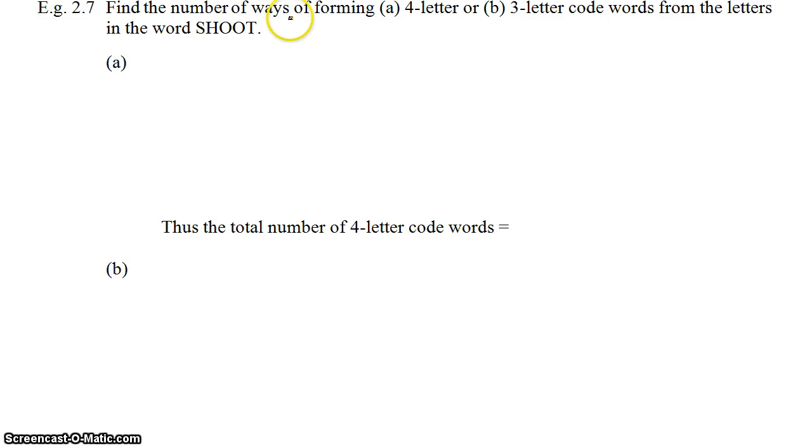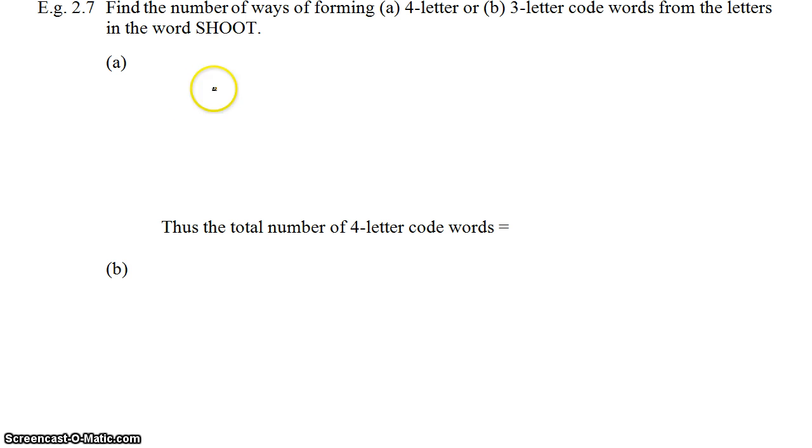Find the number of ways of forming a 4-letter or a 3-letter code word from the letters in the word shoot. So, the number of ways of forming a 4-letter code word from 5 letters, if all of them were distinct, would be fairly straightforward, right?